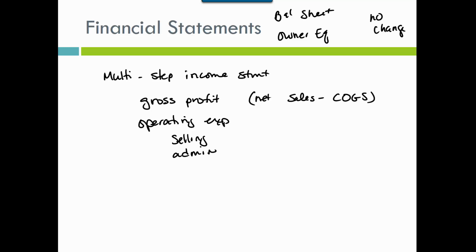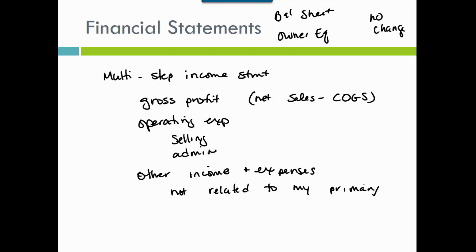The other thing that's new is you will see a category for other income and expenses. These are things that are not related to my primary business. So these are revenues and expenses coming from sources other than whatever my main thing is.